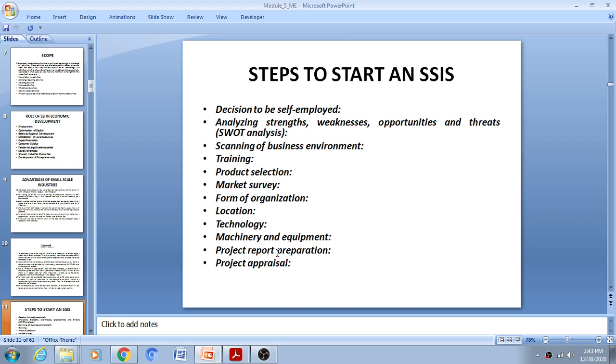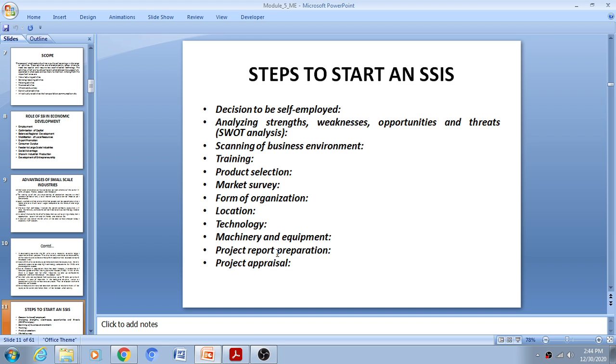The next one is product selection. Product selection is very important, and this could be a part of analyzing the business environment, how a business is done. Once that is confirmed, what kind of product do you want to manufacture, do you want to produce? That is important.